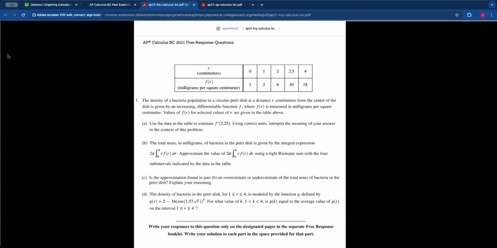So let's take a look over here and try to get a handle on this as well. Imagine for a second that there's some sort of petri dish. Let's see if I can actually draw that. We'll maybe do it like this. So there's some sort of petri dish that's there. And what I'm seeing here is that r is the distance from the center. At 0, the density seems to be just 1 milligram of bacteria per square centimeter. But as you get a little bit further, oh, sorry, this is 2 centimeters. That makes a lot more sense. So at 2 centimeters, it's going to be a little bit more dense.